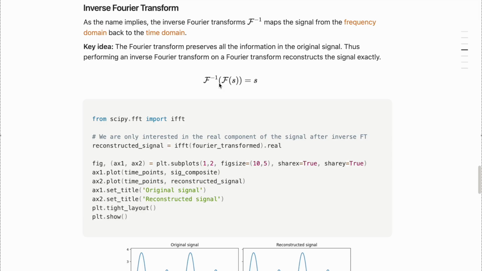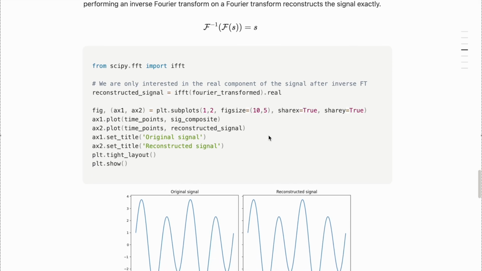The whole impetus behind using the Fourier transform is that we first take the Fourier of the signal, then we do some interesting things in the Fourier space, in the frequency domain, to that signal, and then we take the inverse Fourier of that to end up with our modified signal.